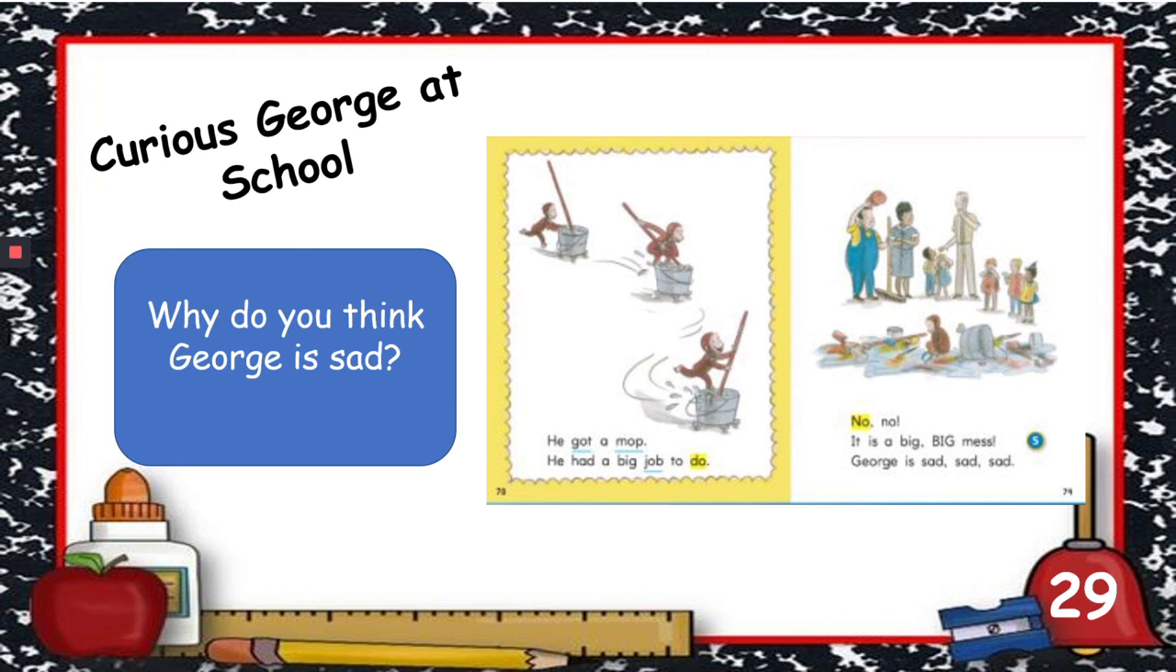It looks like George not only found a bucket of water, but he found a mop to clean. But why do you think George is sad? He is sad because he knows he made a mistake. He is worried about having to clean up the big mess. I wonder if George will feel happy at the end. Let's read to find out.